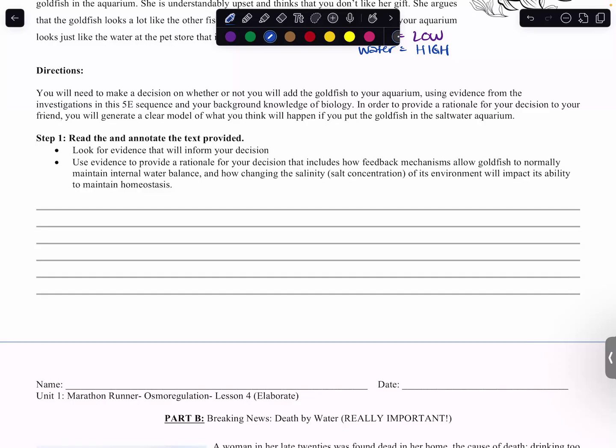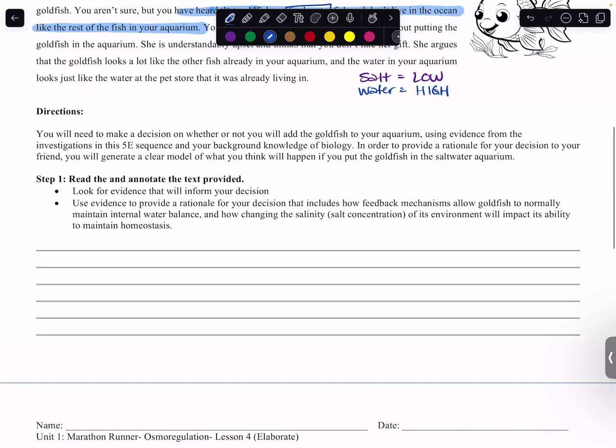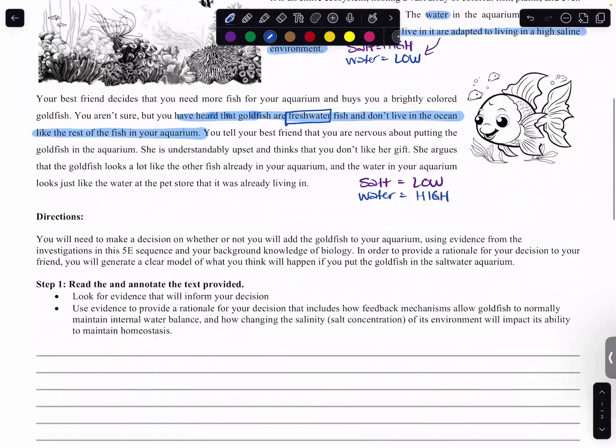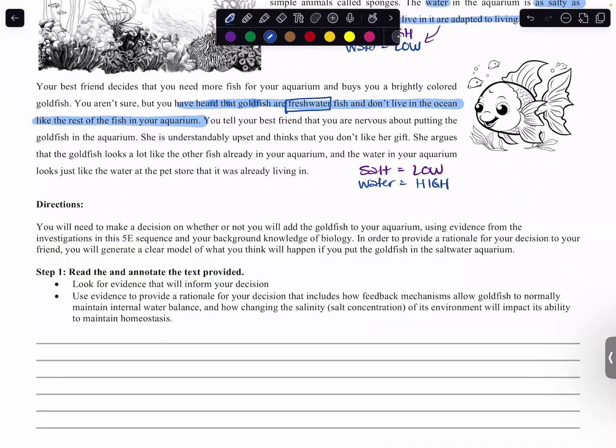Okay? So your step one, look for evidence that will inform your decision. It could either be from what we just read, or it can be from the investigation osmosis that we did. It can literally be from any of the worksheets that we've spoken about. You're just going to put together a decision. You need to come up with a decision of whether you're going to add the goldfish to your aquarium or if you're not. And if you are or if you're not, you need to find your rationale using evidence, right?